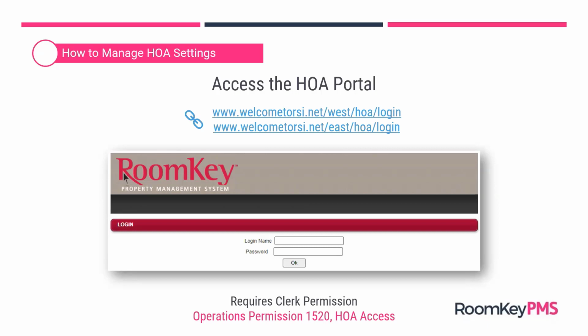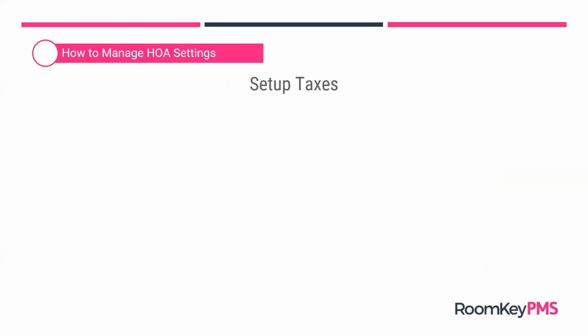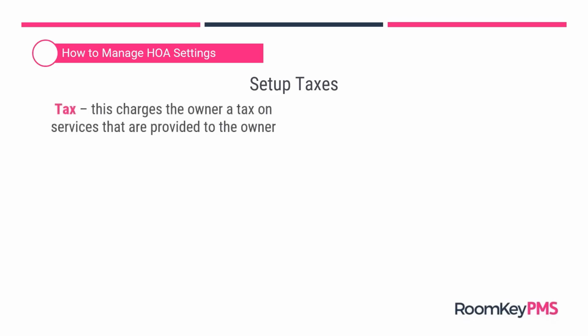So once you are able to log into the HOA portal, the first thing that you'll be doing is setting up taxes. In RoomKey HOA portal, we have a variety of different types of taxes that we can set up. So before we look at the setup, I just wanted to take a moment to define the different types of taxes that you may encounter or may set up for your HOA portal. The first one is just called tax. This is the one that we're most familiar with.